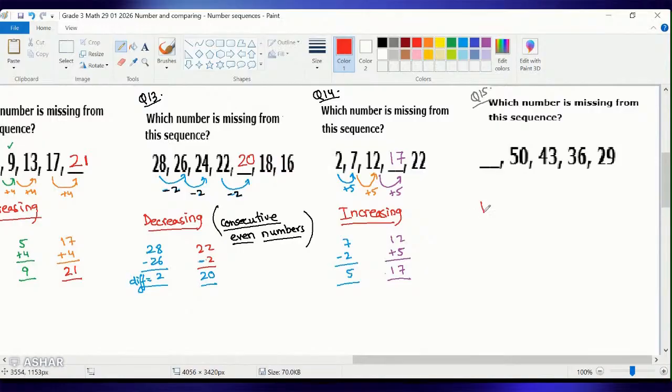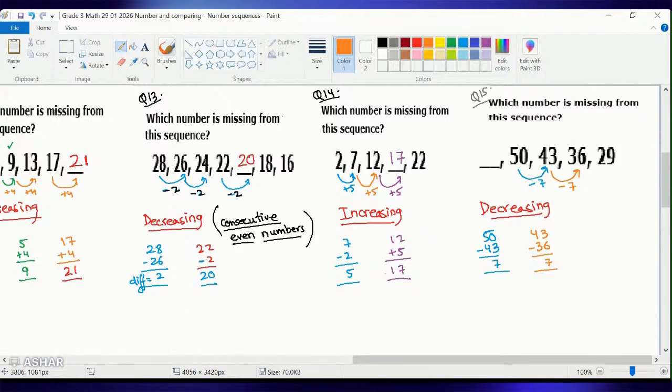That means this is a decreasing series of numbers in which, what is the difference of these two numbers? 50 minus 43 was 7. That means we are subtracting a 7 over here. Let's confirm if the difference is still 7. What is 43 minus 36? It's still 7, right? That means each number from its next number is reduced by, it has a difference of 7, right?